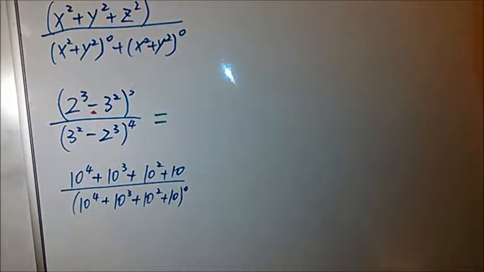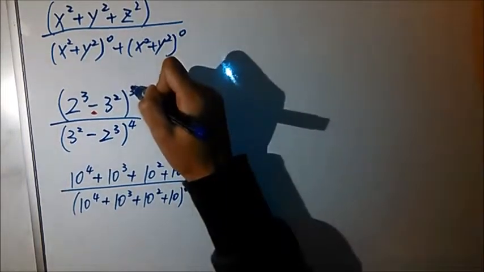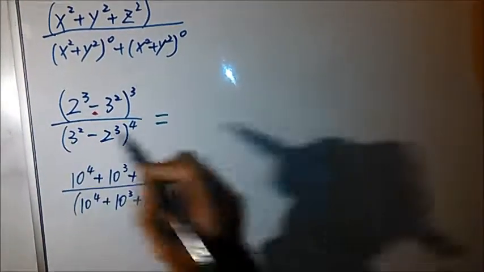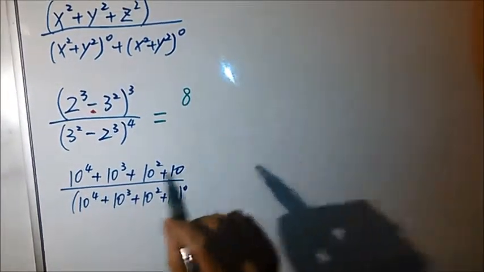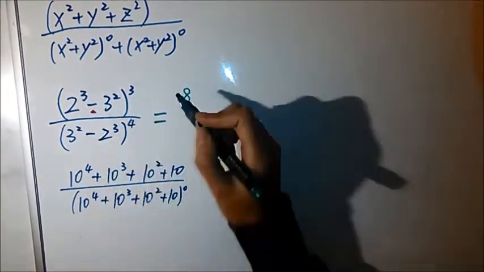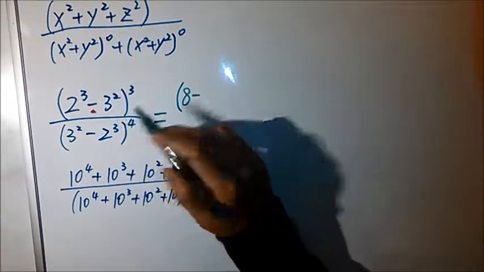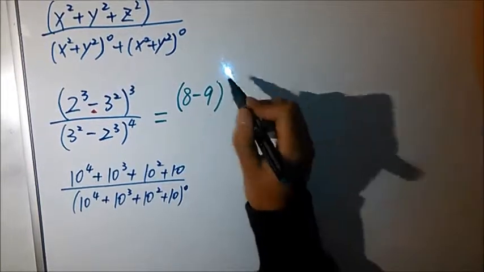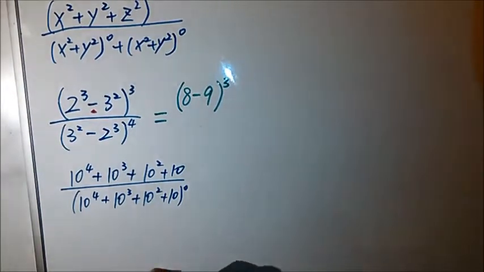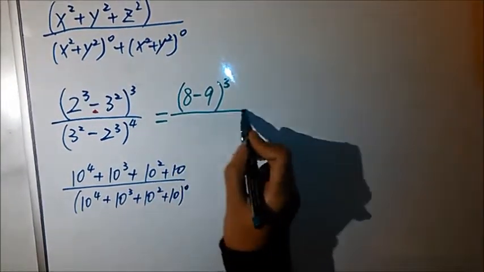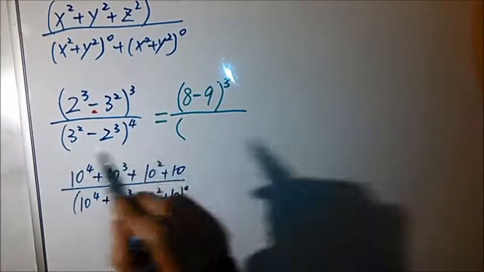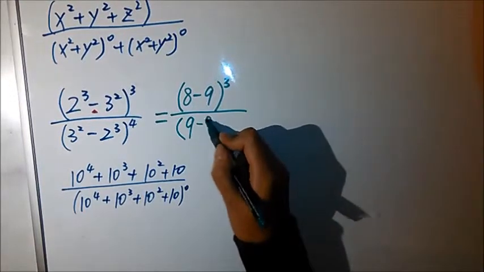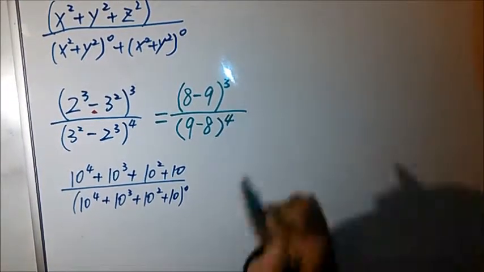So let's do it. 2 cubed is 8. So parentheses 8 minus 3 squared is going to be 9, all cubed. Okay. Let's go next. That will be equal to the denominator 3 cubed. 3 squared is 9 minus 2 cubed is 8. Okay. To the fourth power.